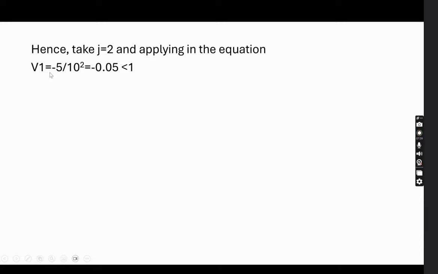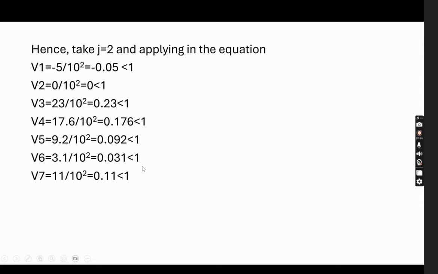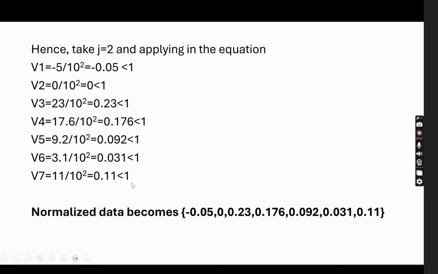Now the first value is less than 1 and the second value is also less than 1, the third value is less than 1, the fourth value less than 1, the fifth value less than 1, the sixth value is also less than 1, the seventh one is also less than 1. Hence all the values satisfy the given condition. Hence the normalized data becomes -0.05, 0, 0.23, 0.176, 0.092, 0.031 and 0.11. So this is the normalized data for the given data set we have calculated using the decimal scaling method.